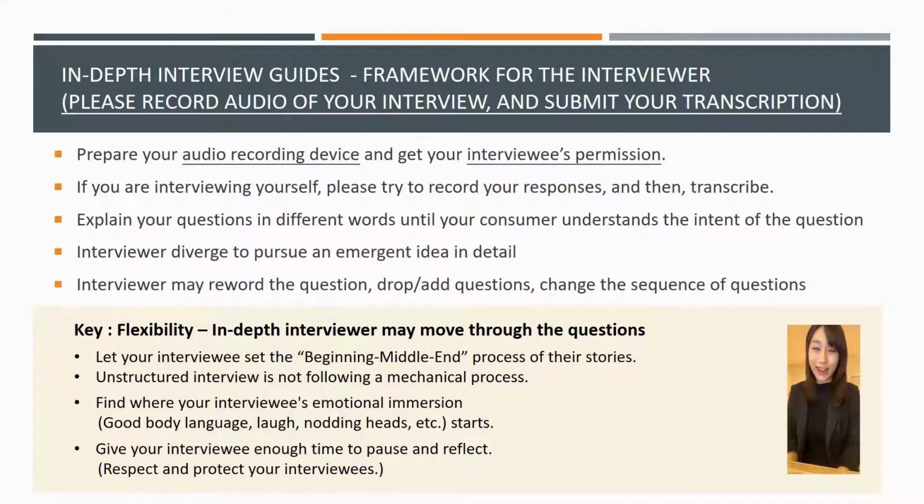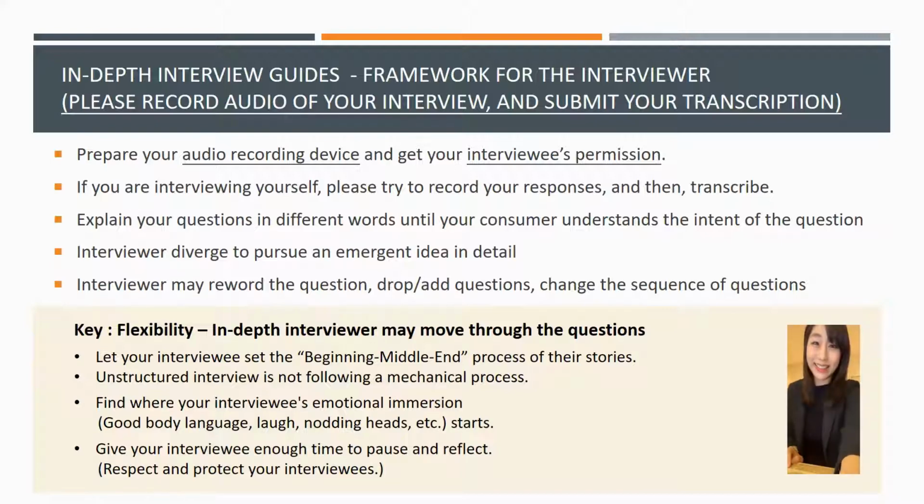All right, so promise. You're not going to submit the recorded file, but what you're going to submit is the transcription of your interview. But I really strongly recommend, I beg you, please record what you think in your own words by your voice, and then transcribe your questions and your responses.